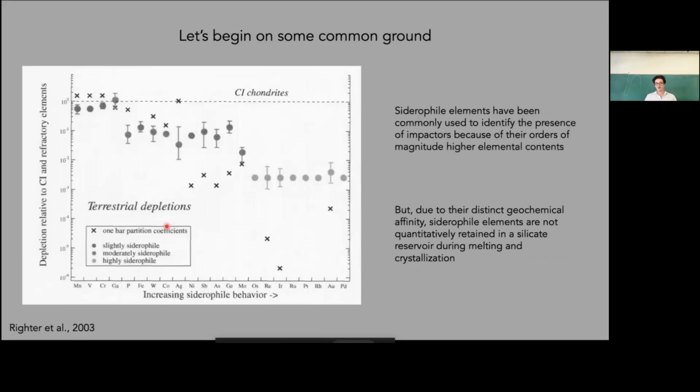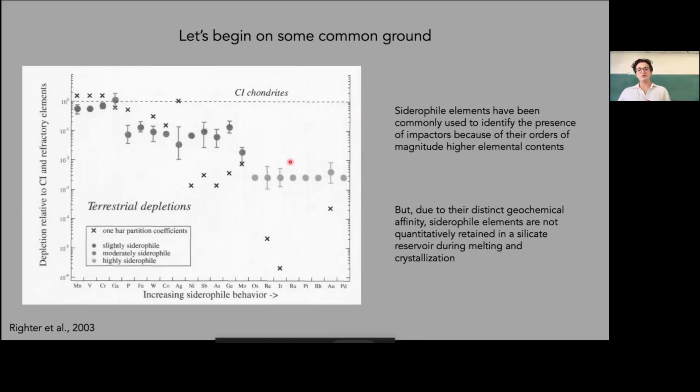So let's begin on some common ground here. And this is commonly thought of in terms of impactor processes, looking at siderophile elements and metals. This is a plot showing the depletion in Earth's mantle, relative to CI chondrites, of elements of increasing siderophile behavior. This is showing elements with very high metal-silicate partition coefficients. And when a body differentiates, its silicate reservoir is effectively quantitatively depleted of these elements. And this behavior means that if you add impactor material to a differentiated body, you can very easily and clearly see this enrichment in highly siderophile element contents.